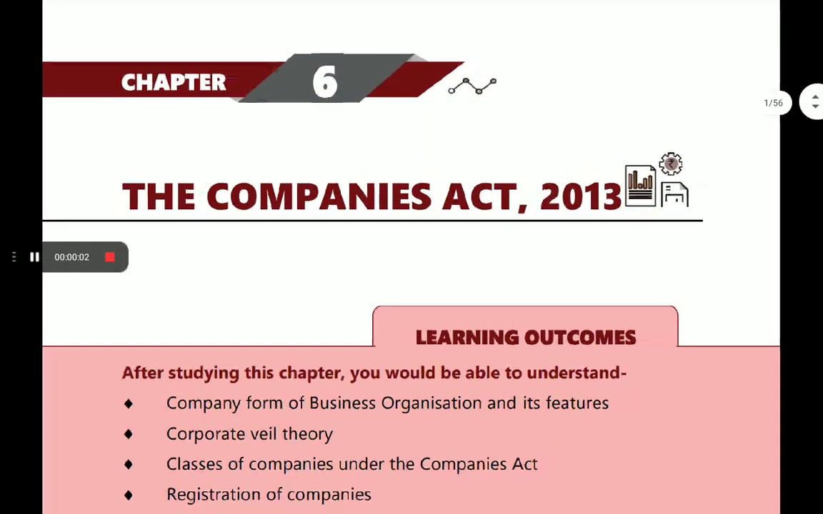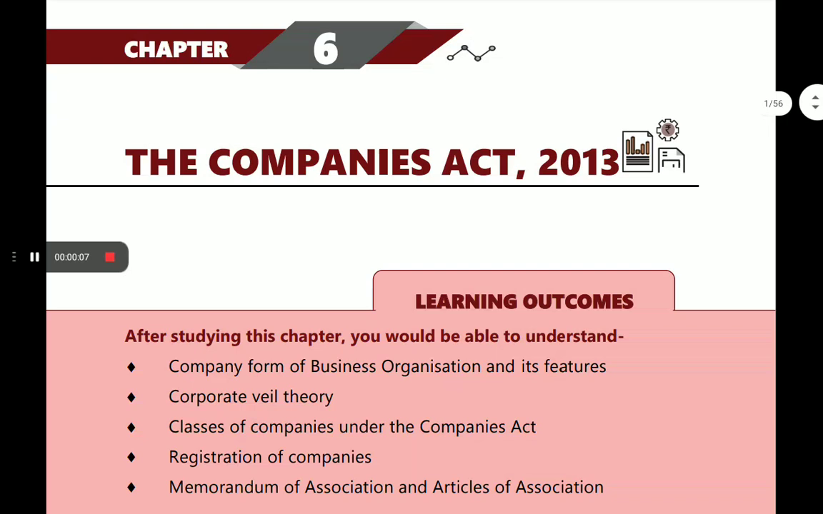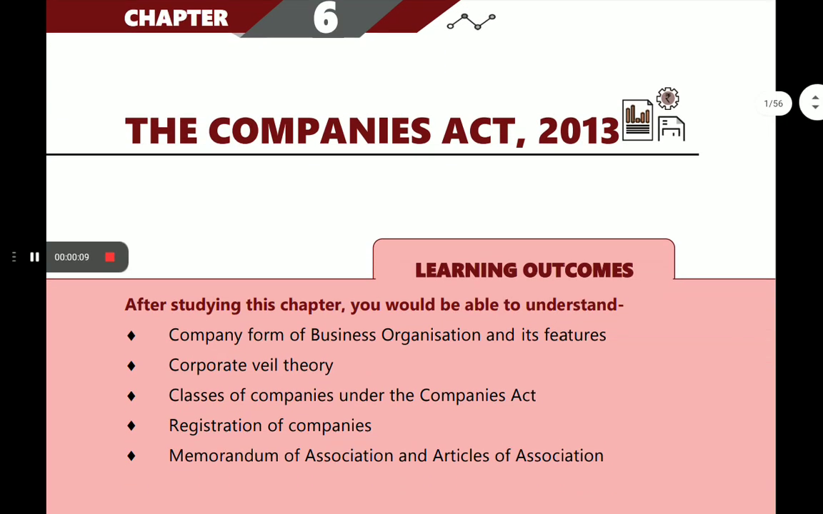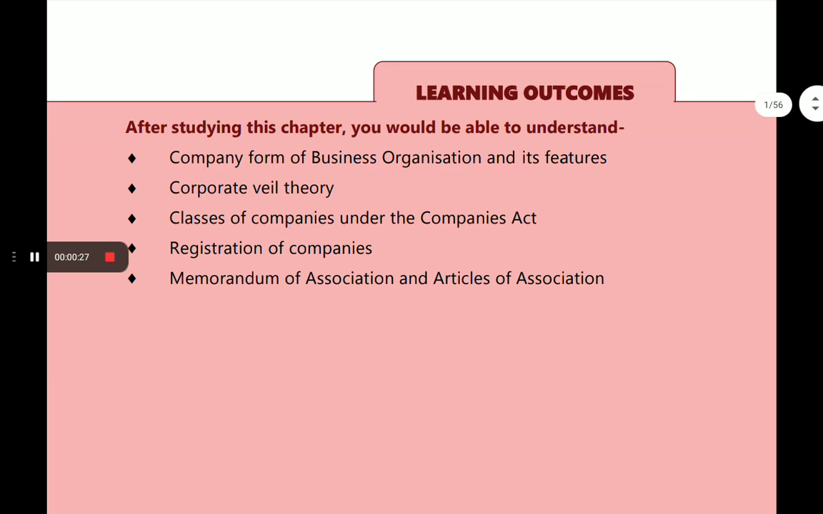Chapter 6, The Companies Act 2013. Learning outcomes: after studying this chapter, you would be able to understand the company form of business organizations and its features, corporate veil theory, classes of companies under the Companies Act, registration of companies, memorandum of association and articles of association.